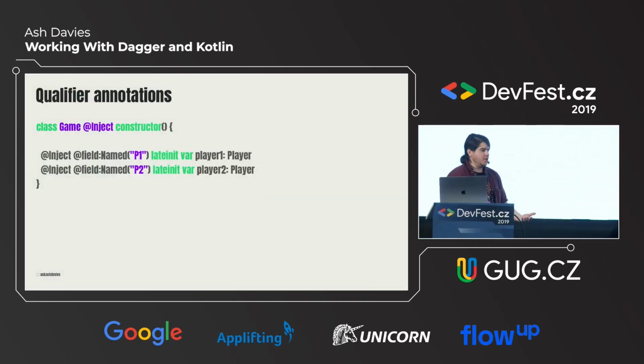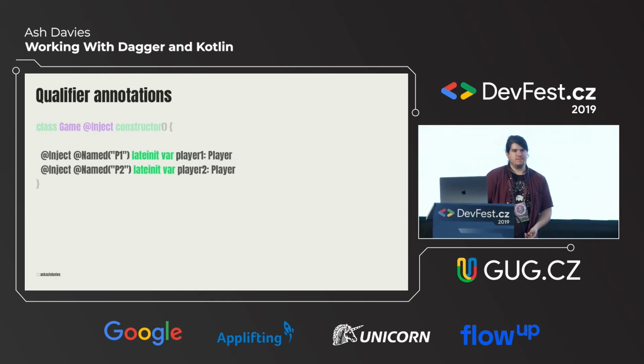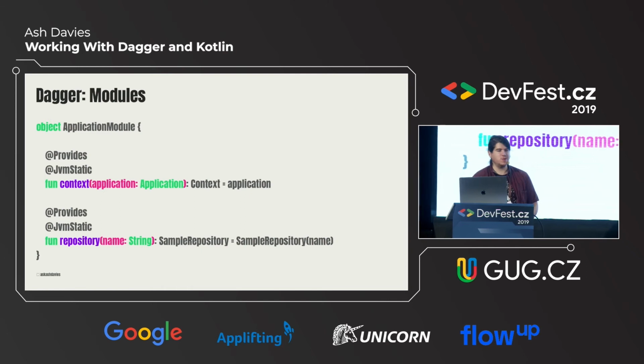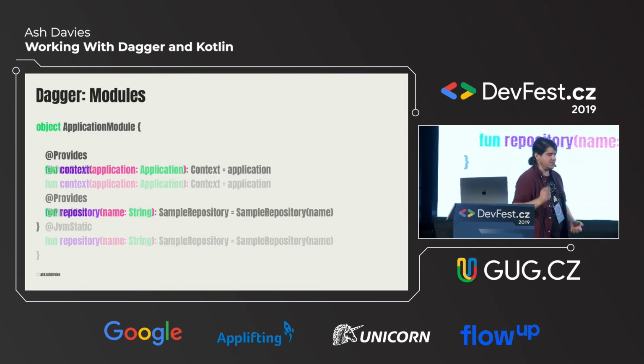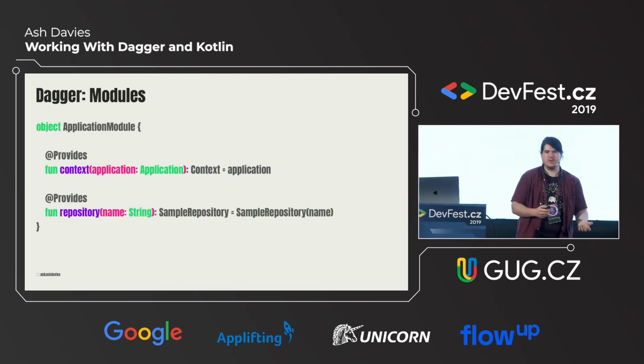So qualifier annotations, they used to look like this. Now you can just drop that and use a simpler applied as we wanted to in the first place. Hooray! The modules, we have this JVM static, and we can just drop these. And now we have the module like we wanted to. Yay!